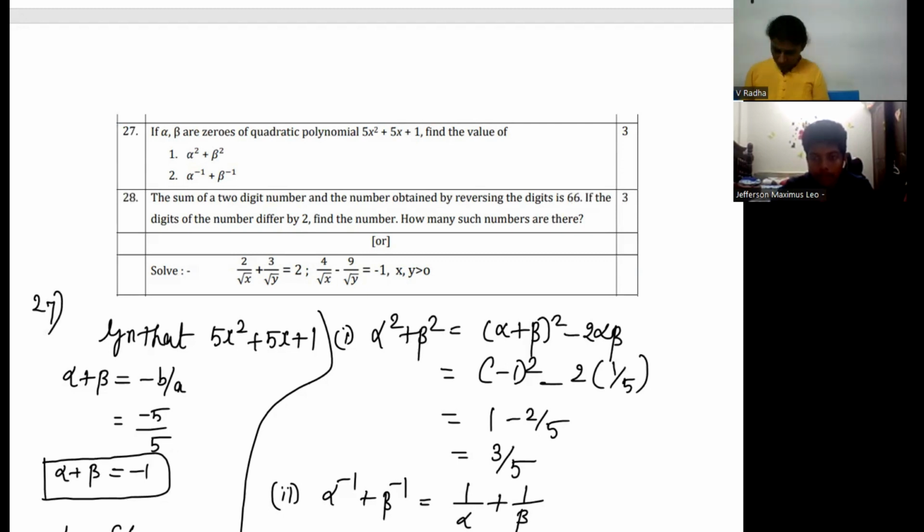Can you say the statement of BPT? Ma'am, a line parallel to... A line intersecting two sides of a triangle which is parallel to the third side divides... If a line is drawn parallel to one side of a triangle to intersect the other two sides at distinct points, the other two sides are divided in the same ratio.